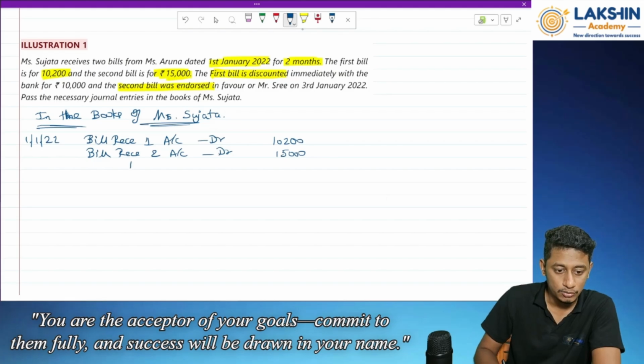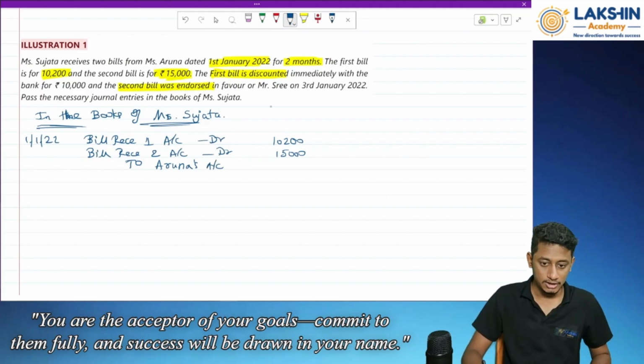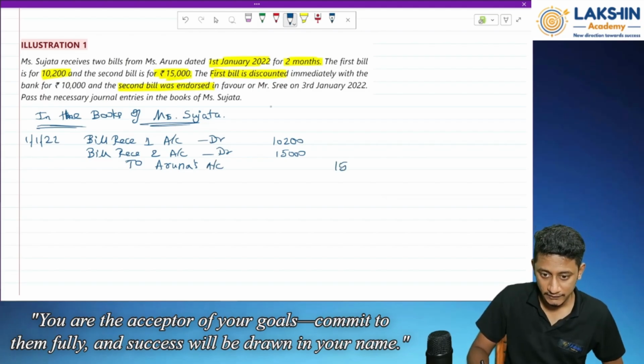To whose account? What is the name? Aruna. To Aruna's account. How much is the value? 10,200 plus 15,000 is 25,200 is the value. Okay.